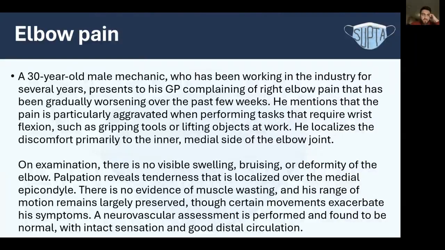So I'm just going to move on to elbow pain. A 30-year-old male mechanic who has been working in the industry for several years presents to his GP complaining of right elbow pain that has been gradually worsening over the past few years.